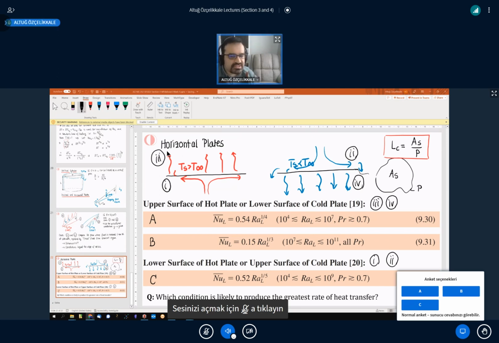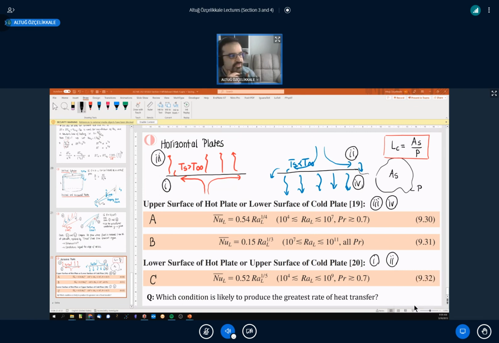Again, these conditions don't have to be the same. They are different, right? So for instance, for C, we are looking at the lower surface of a hot plate. A and B, we are looking at the upper surface of the hot plate. But then A and B are 2 correlations for different Rayleigh number regimes. So that's what I'm looking for. Consider which one of those correlations, when used, is going to result in the highest Nusselt numbers or highest rate of heat transfer. That's the question.